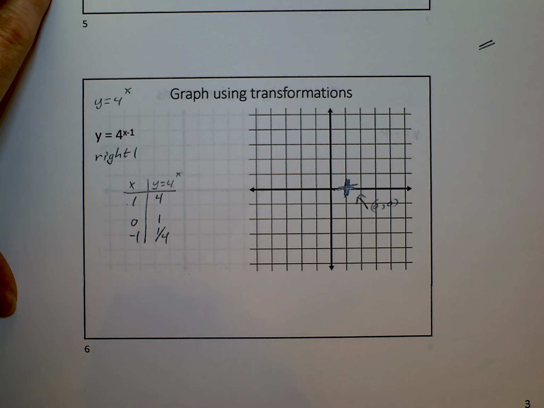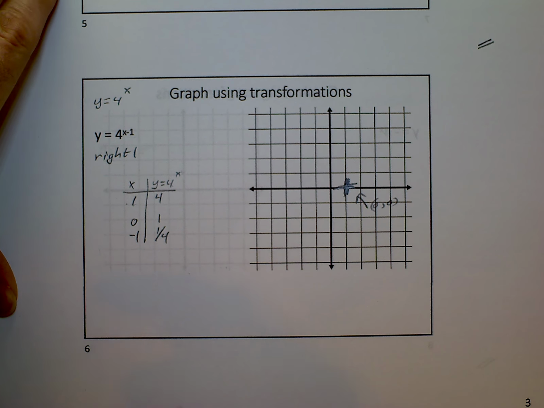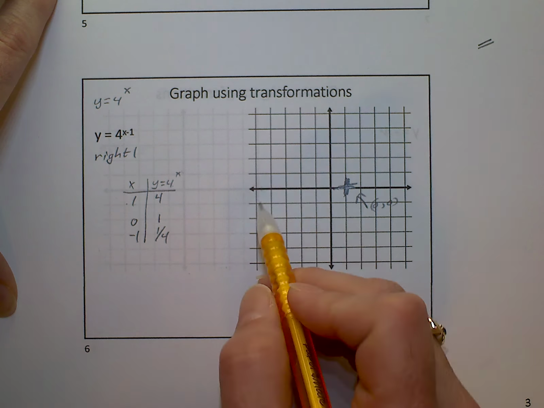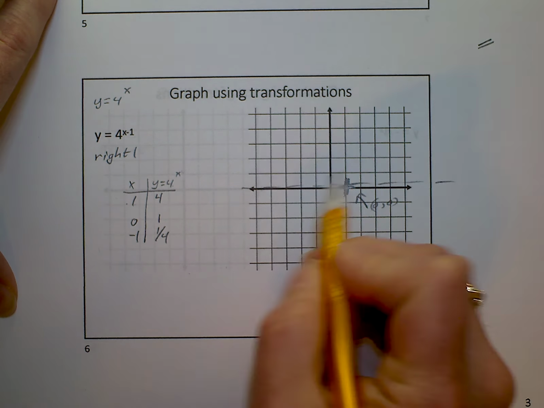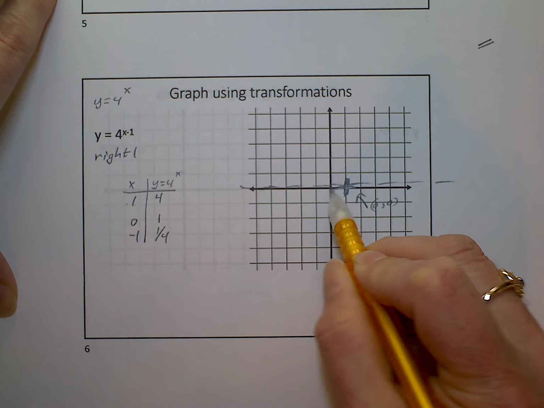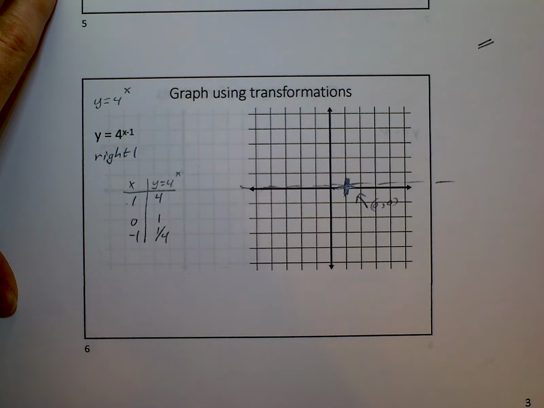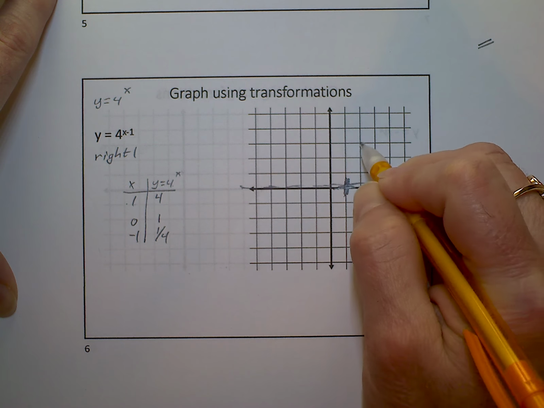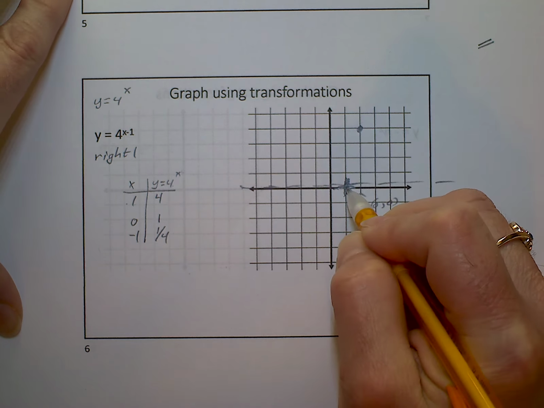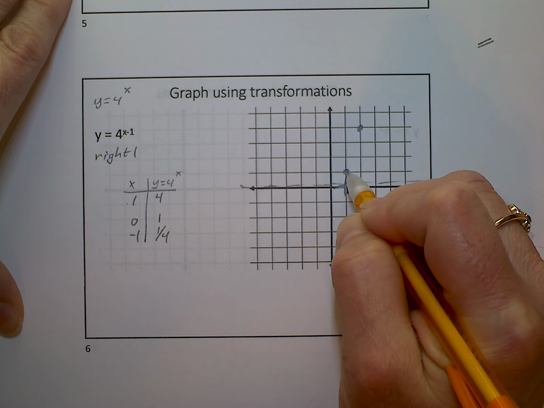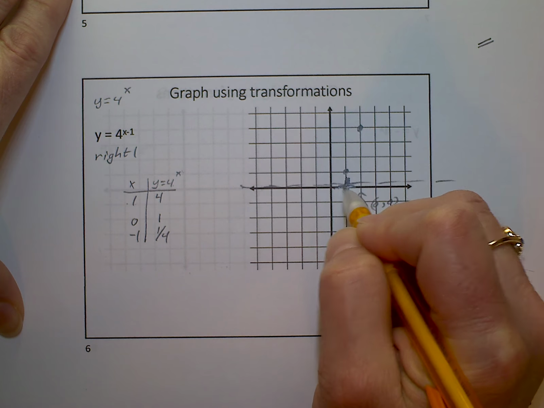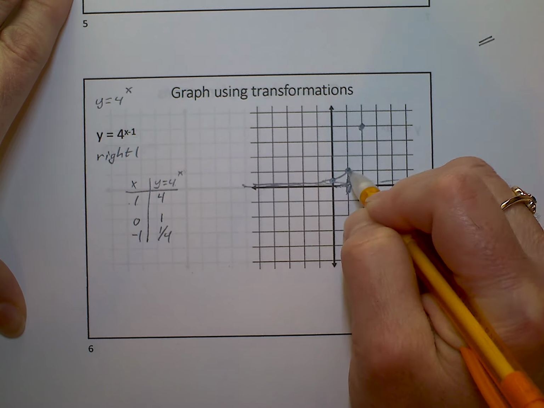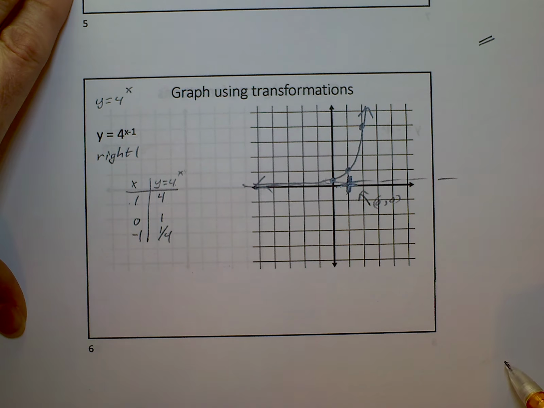Let me ask you something else. Where is the horizontal asymptote? Did it move? No, horizontal asymptote is still at 0 because the origin is still on 0. It's on the line. So, we're going to go from the new origin over 1 up 4, from the new origin 0, 1, from the new origin negative 1, 1/4. Use the asymptote as your guide, and there is your function.